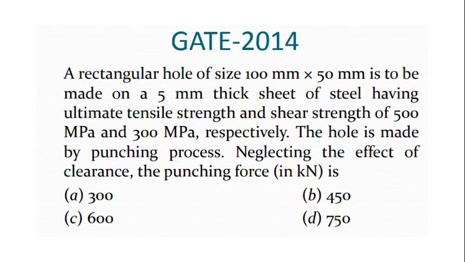Okay, let's read this question. A rectangular hole of size 100 mm cross 50 mm is to be made on a 5 mm thick sheet of steel having ultimate tensile strength and shear strength of 500 MPa and 300 MPa respectively. The hole is made by punching process, neglecting the effect of clearance, the punching force. What is the punching force formula? F is equal to your shear strength multiplied by area of shearing.